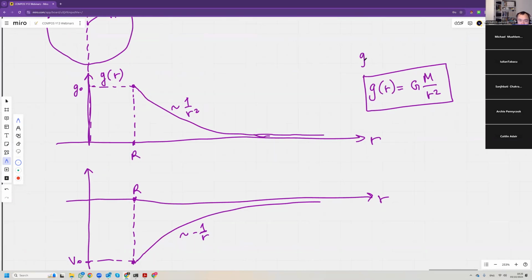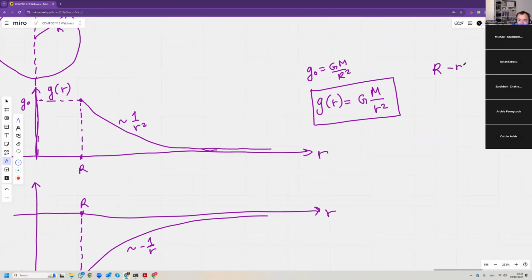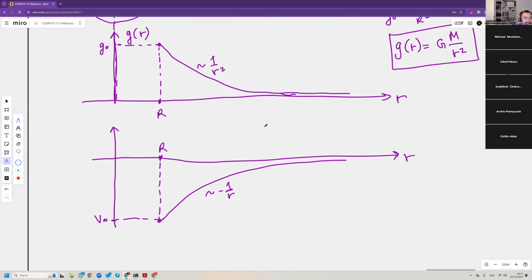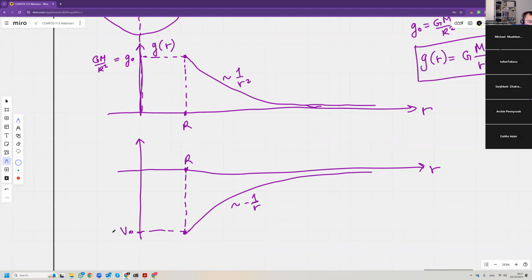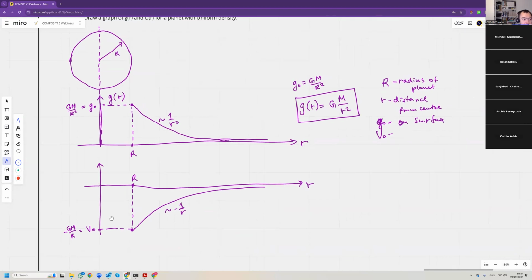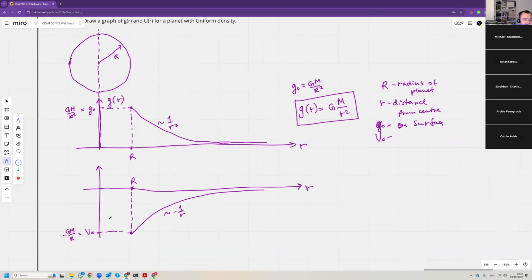So G0, in that regard, G0 is Gm over r squared, where r is the radius of the planet. So let's just write r is the radius of planet. R is the distance from center. So G0 is on the surface, and V0 is the potential on the surface. G0 is the gravity on the surface. Okay. So G0 is Gm over r squared, and V0 is minus Gm over r. Okay. The interesting bit starts. So this is the easy part.